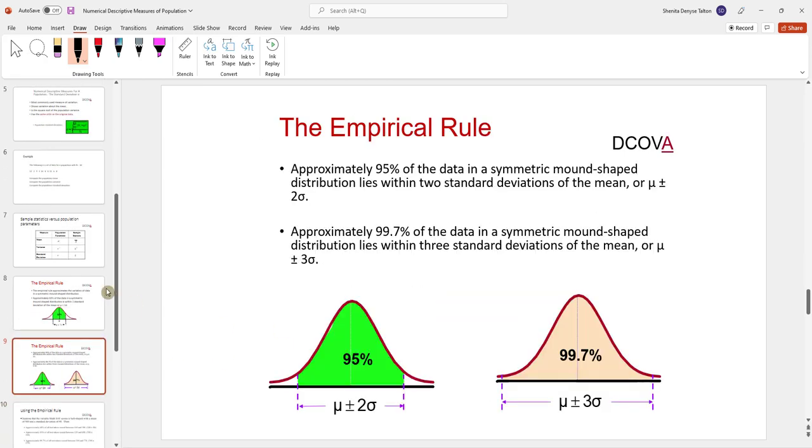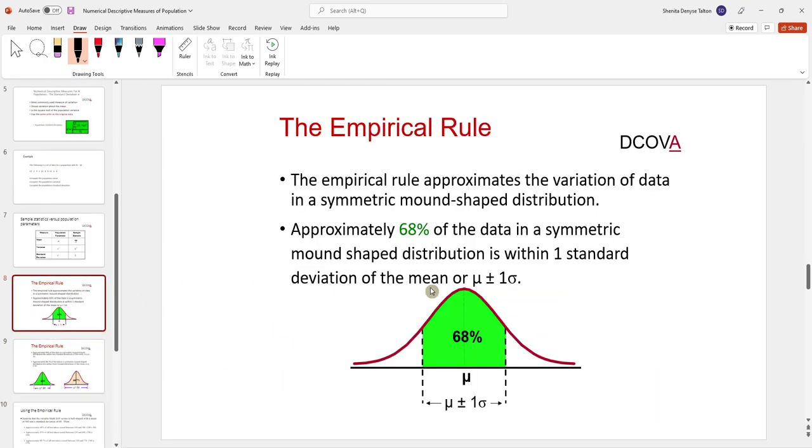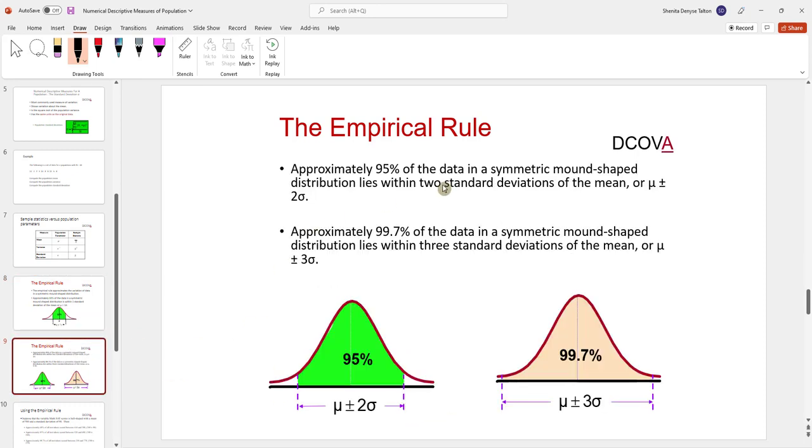So now let's talk about the empirical rule. The empirical rule approximates the variation of data in a symmetric mound-shaped distribution. You can expect approximately 68% of your data to be within one standard deviation of the mean. And that's indicated by this picture. If you go out one standard deviation above and below, you should expect 68% of your data values to fall within those two values.